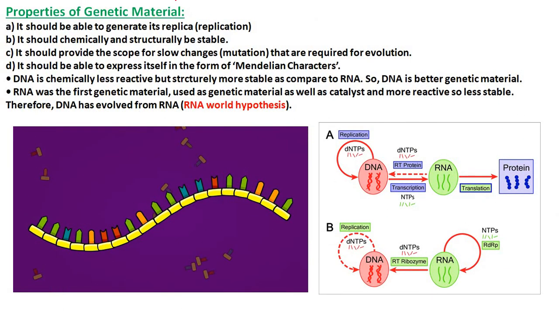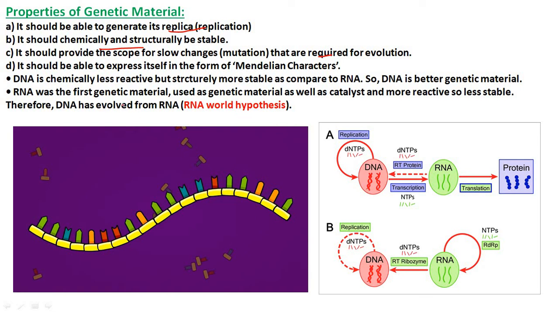So what are the properties of the genetic material? It should be able to generate its replica, that is replication, very important, and it should be chemically and structurally stable. It should provide the scope for slow changes, the mutations that are required for evolution. It should be able to express itself in the form of Mendelian characters. DNA is chemically less reactive and structurally more stable as compared to RNA. So DNA is the better genetic material.